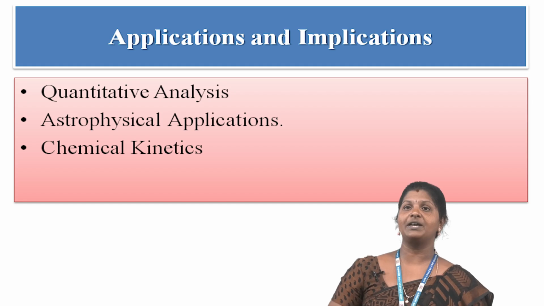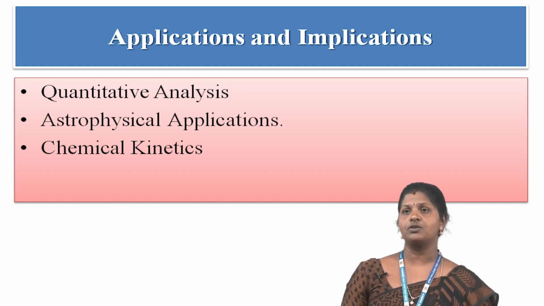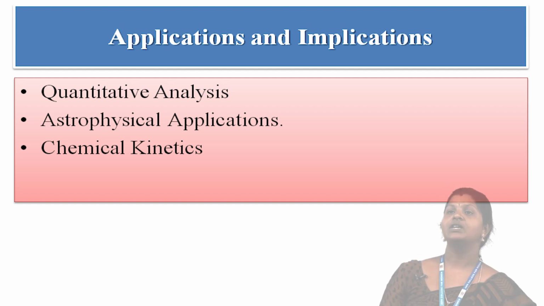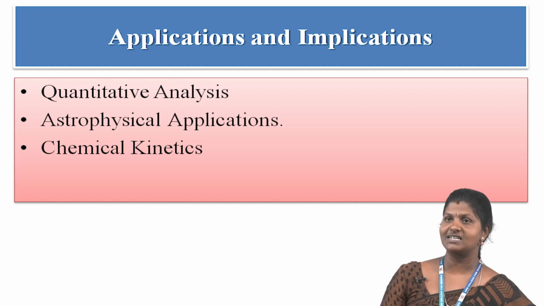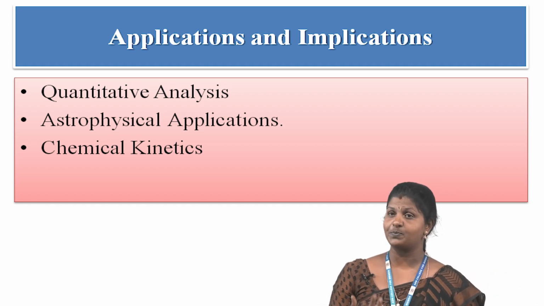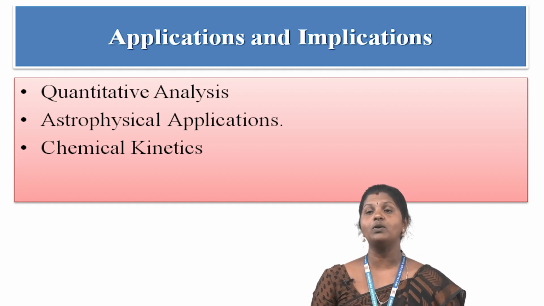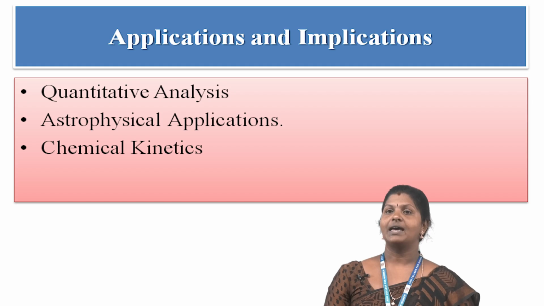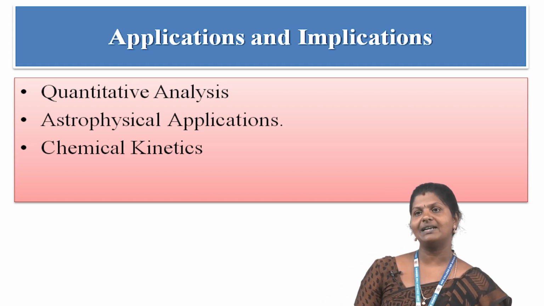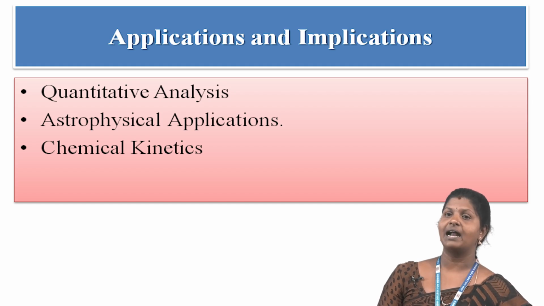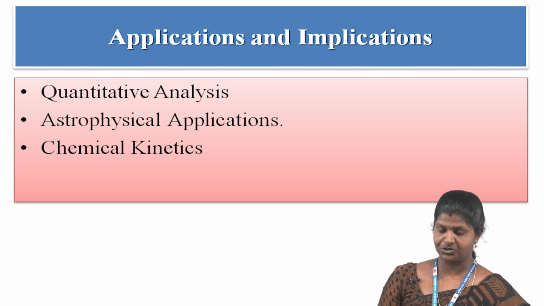Then applications and implications: quantitative analysis, astrophysical applications and chemical kinetics. In quantitative analysis, intensity measurement can be used to determine the concentration of molecules and study reaction kinetics. Astrophysical applications: intensity variation in rotational spectra helps identify molecules in space and study physical conditions in astronomical environments. Then chemical kinetics: intensity measurements provide insight into reaction mechanisms and dynamics involving rotational transitions.